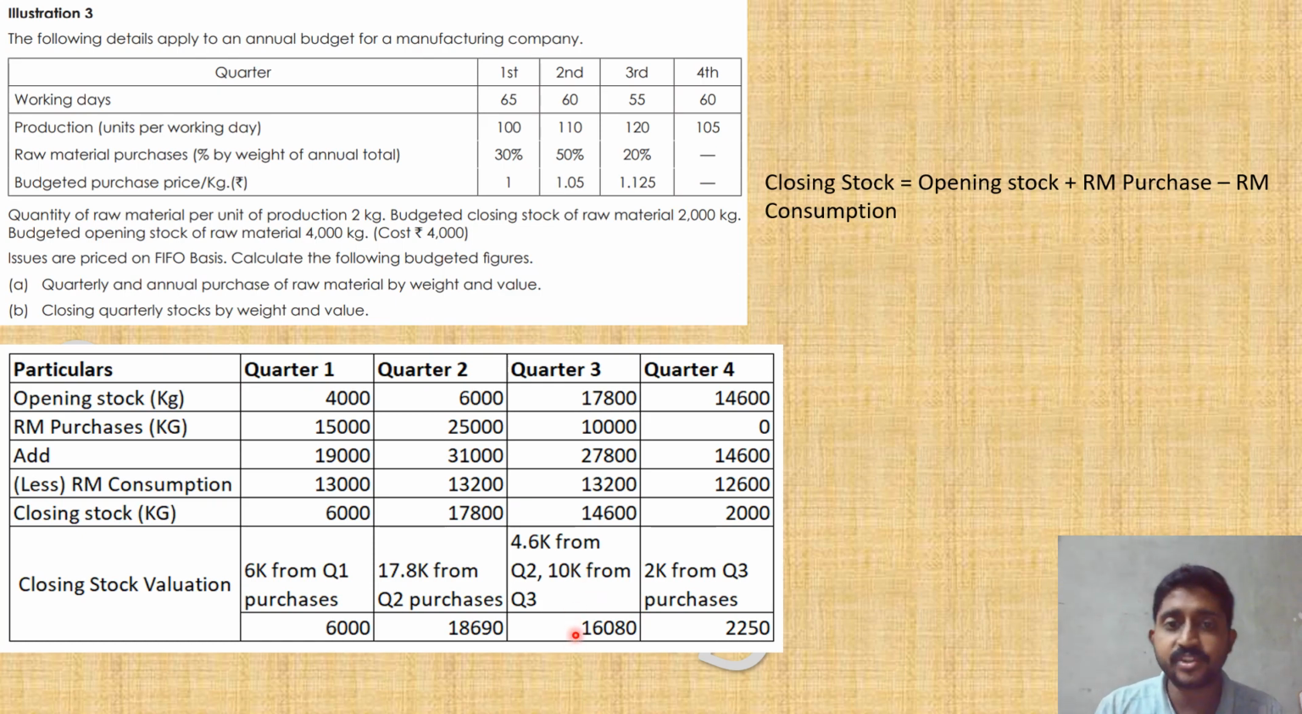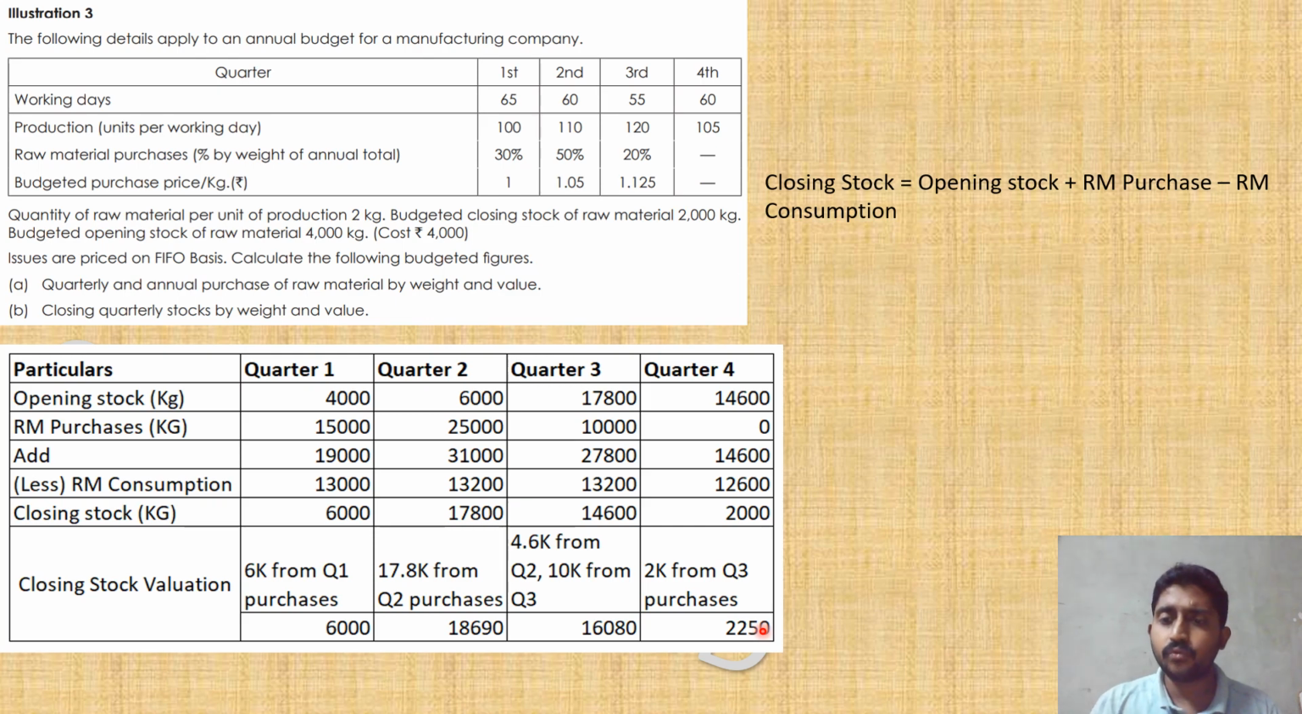So closing stock valuation for quarter 3 we have done, and 14,600 is the closing stock in kg, which will be the opening stock for the quarter 4. We have not done any purchases, but we have done some consumption, and we are left with the closing stock at 2000 kg. So all this 2000 kg left is all bought in the quarter 3 only at a price of 1.125 rupee. So 2000 into 1.125 will be the closing stock valuation for quarter 4.